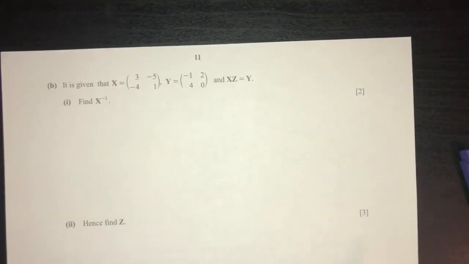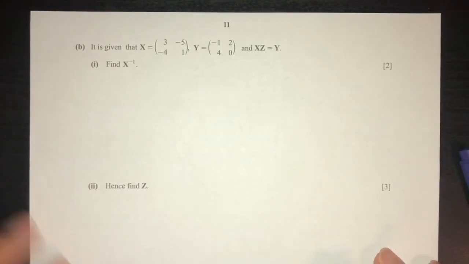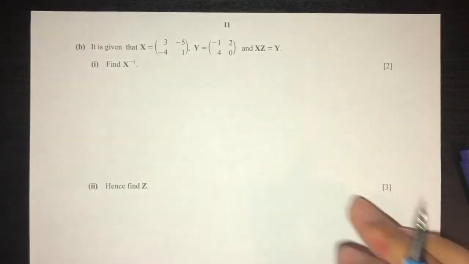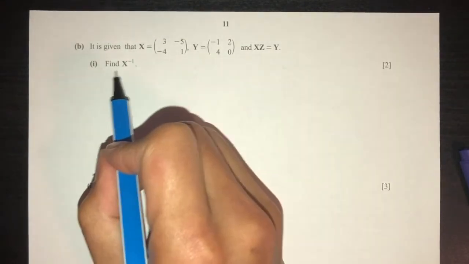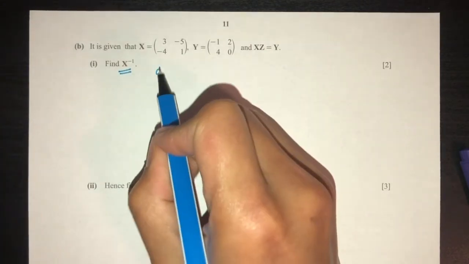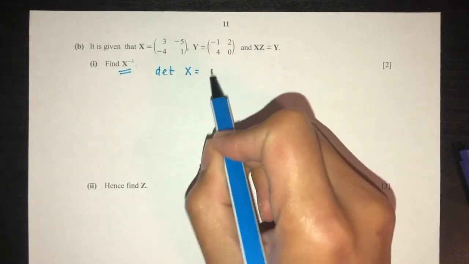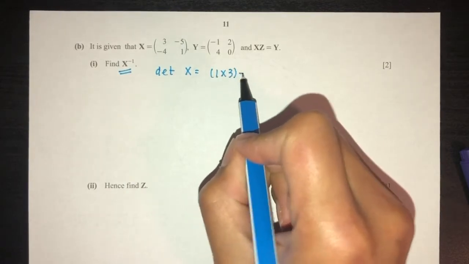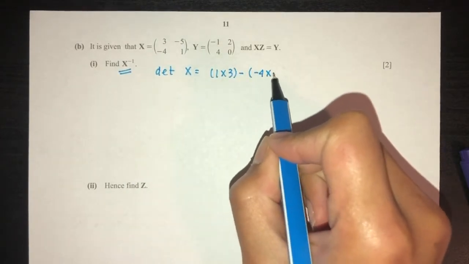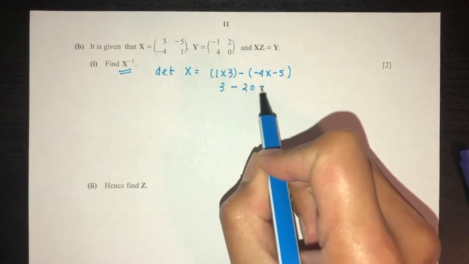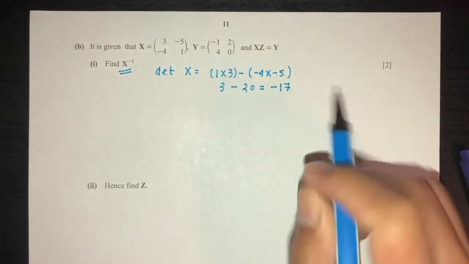Now let's move on to part B. It is given that X is given with this 2 by 2 matrix. Y is this 2 by 2 matrix as well. So first we have to find X inverse. So first we have to find the determinant of X. So first thing, cross multiply, you have 1 times 3 minus 4 times minus 5. That will be 3 minus 20. That will be minus 17.